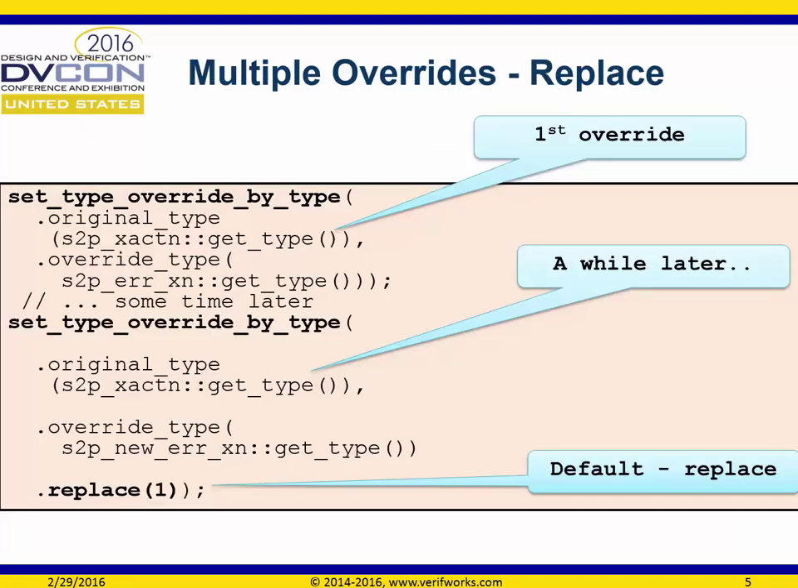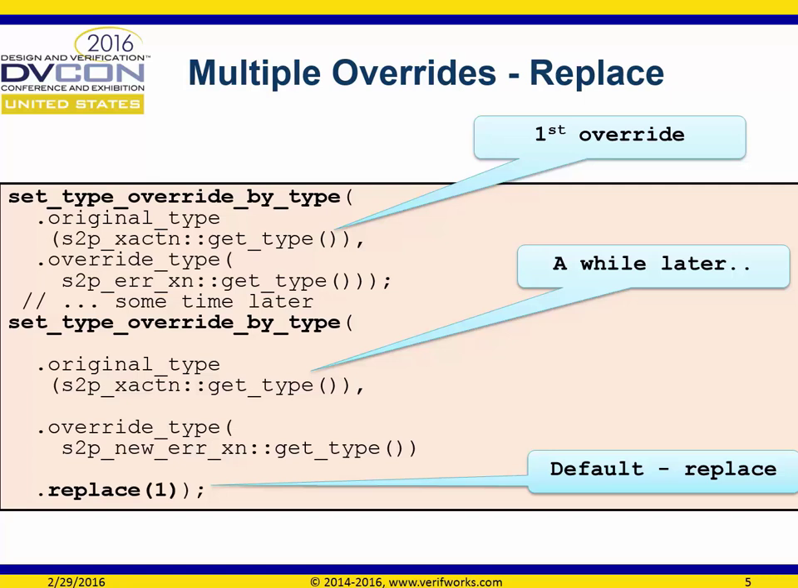Let's go over some overrides. The overrides described here are of the type where, in the previous example, we were talking about S2P transaction being replaced by S2P error transaction, wherein you are looking to inject some errors into the DUT. So you can set type override by type, which basically replaces all of the original type, S2P transaction, with S2P error transaction.